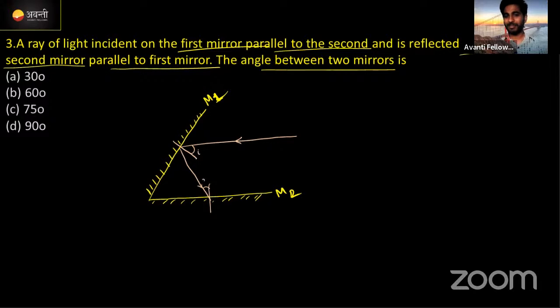of incidence. Correct? Then they have given that the reflected ray from the second mirror is parallel to the first mirror. Here the reflection is happening, and it is parallel to the first mirror, meaning it will move in this direction, parallel to the first mirror. Now we need to find the value of theta between these two plane mirrors.